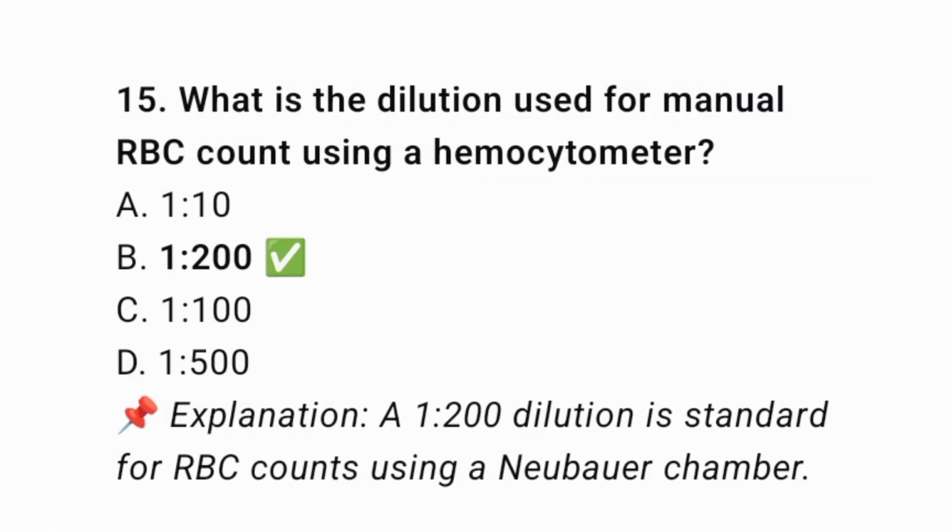What is the dilution used for manual RBC count using a hemocytometer? 1:200. 1:200 dilution is the standard for RBC count using a Neubauer chamber.